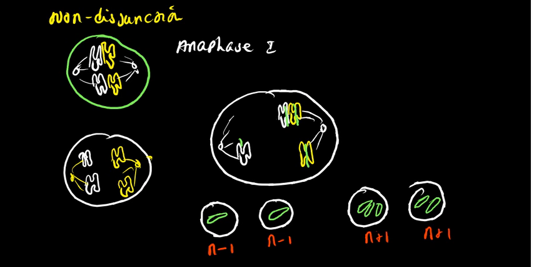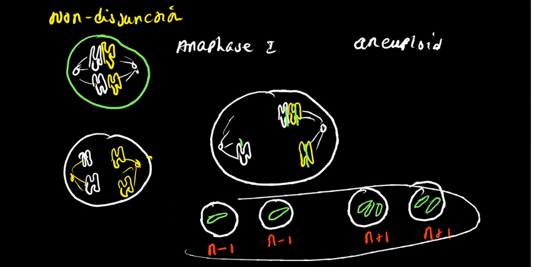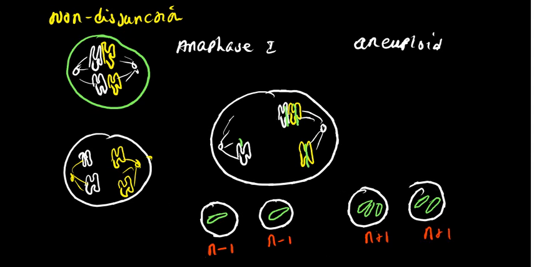Now these conditions where a cell ends up with an abnormal number of chromosomes are what we call aneuploid. You come across this again in genetics. Aneuploid is an abnormal number of chromosomes in a cell. So all of these conditions which come as a result of non-disjunction are what are known as aneuploid.